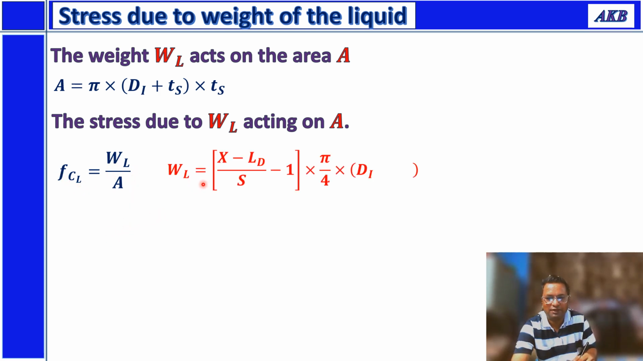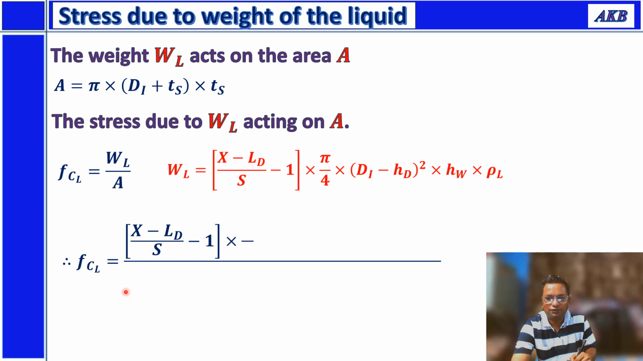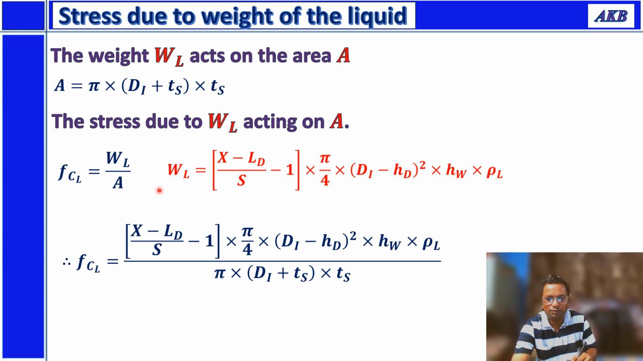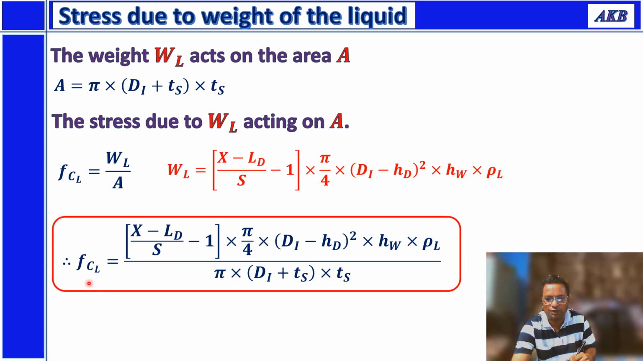For WL, we have the equation, (x minus LD) upon S plus 1 into pi by 4 into (Di minus HD) squared into HW into rho L. And you already have the equation for A. If you put in the corresponding equations, you will get the equation for FCL. So FCL will be (x minus LD) upon S plus 1 into pi by 4 into (Di minus HD) squared into HW into rho L divided by pi into (Di plus TS) into TS. That gives us the compressive stress induced in the wall of the column due to the weight of the liquid in the column.